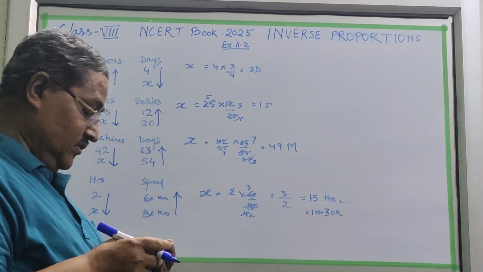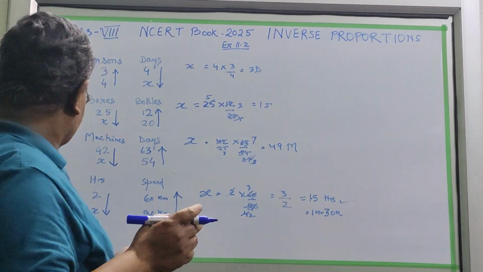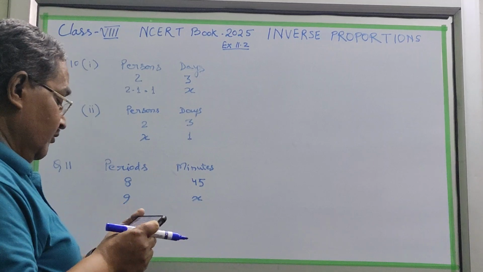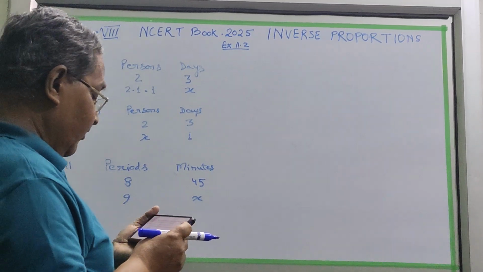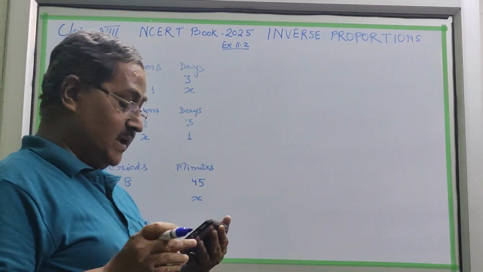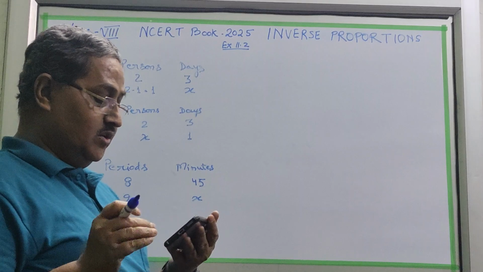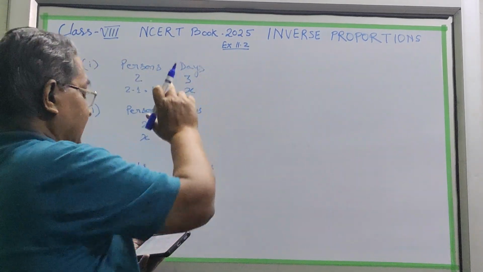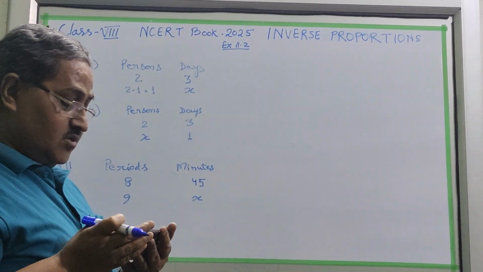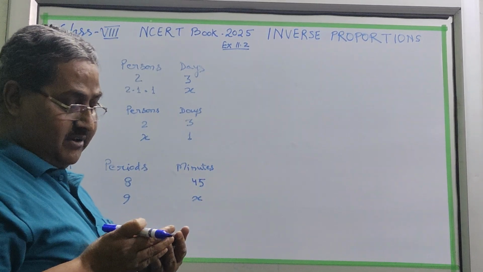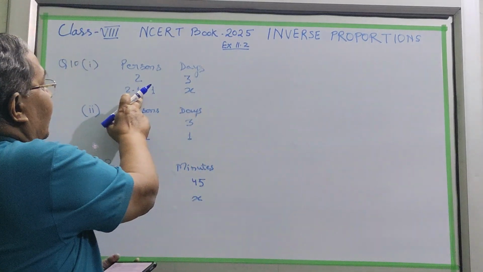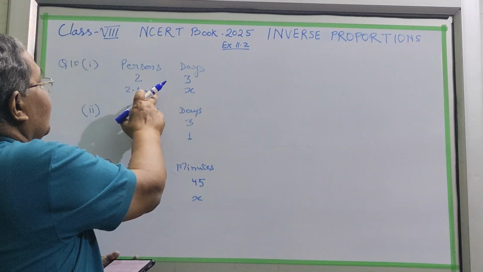Now we will come to our question number 10. Two persons could fit new windows in a house in 3 days. Means two persons can do the job in 3 days. Now the question is, one of the persons fell ill before the work started. How long would the job take now? So one person has fallen ill, so now the remaining is only one person.